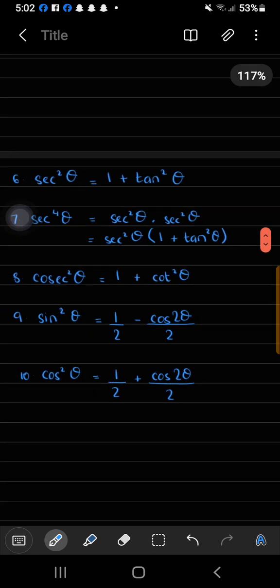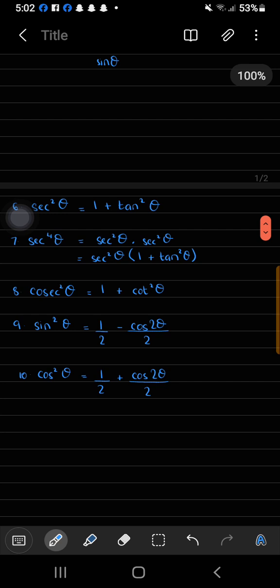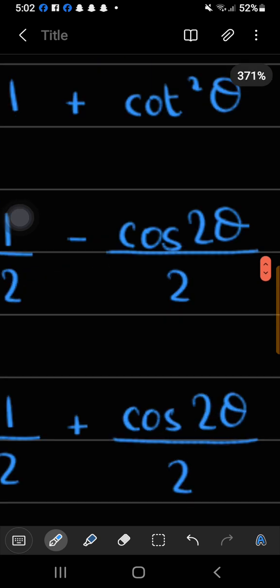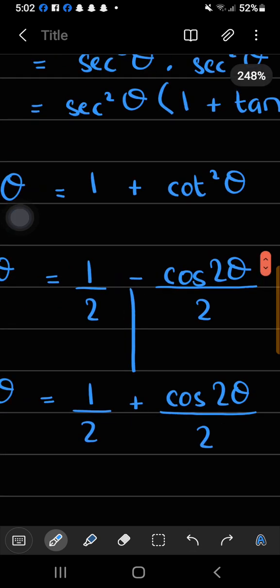If we notice, for sine square theta and for cos square theta, for both of them there is cos 2 theta. Only there is a change in sign, negative to positive. If we are dealing with cos 2 theta, we will stay with a positive sign, and for sine theta, as the trigonometric function changes, we will change the sign. We can memorize it with this.